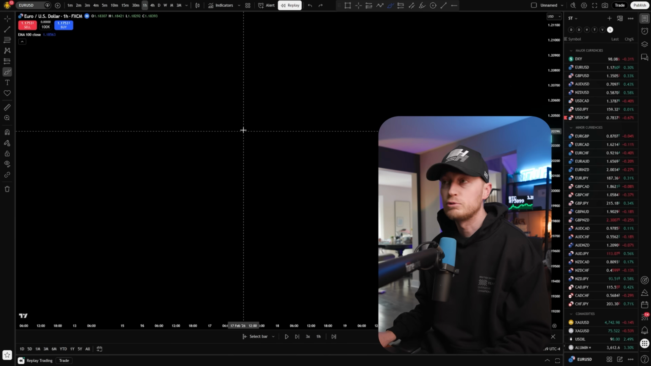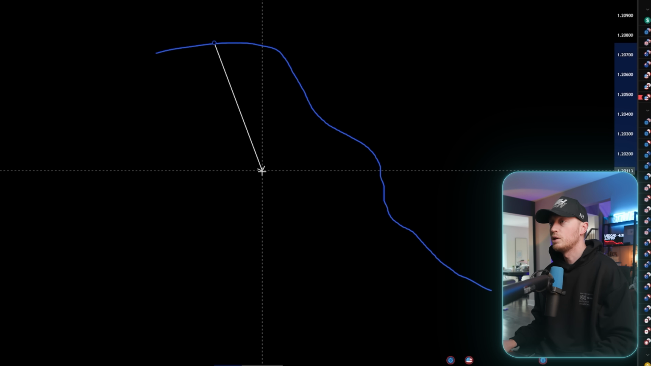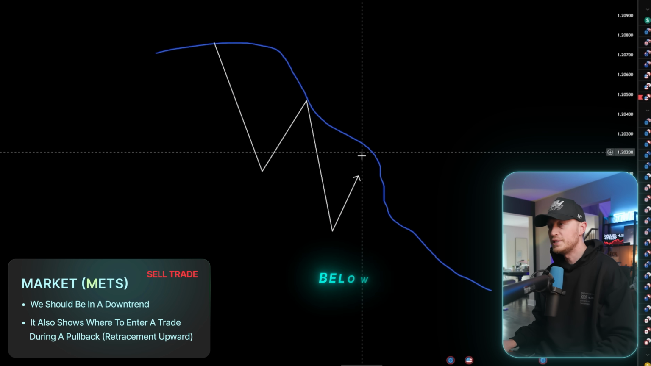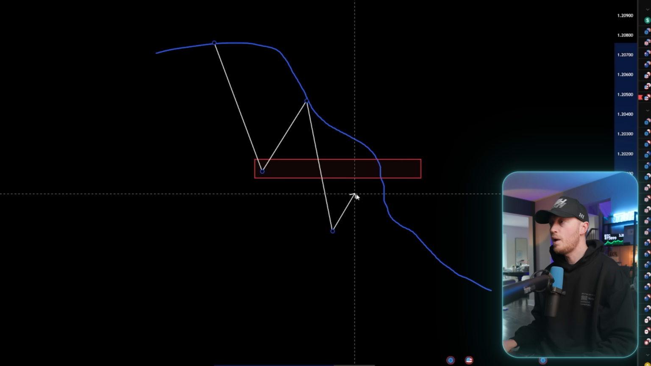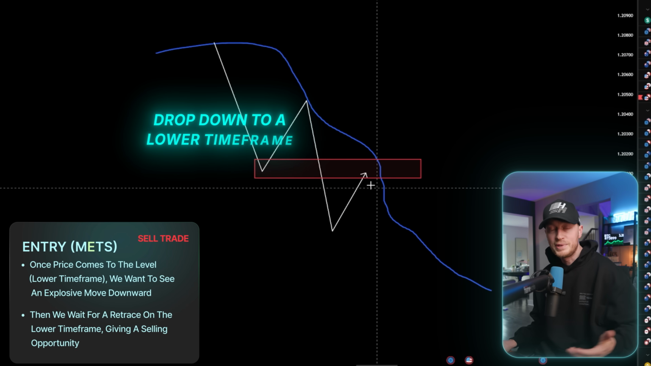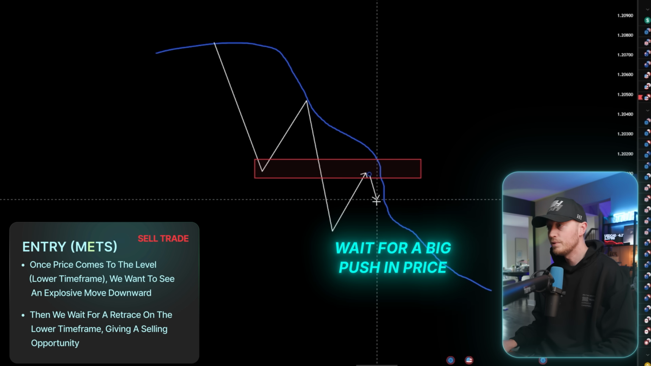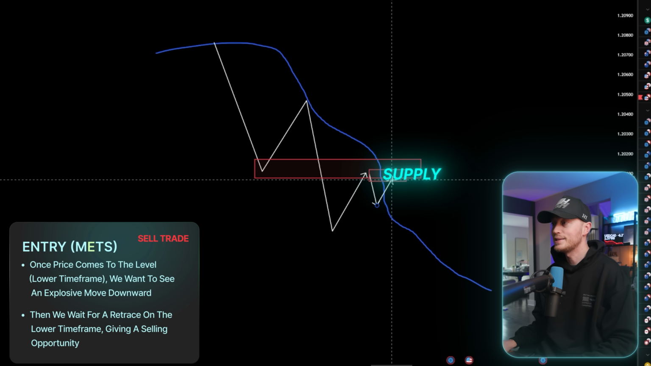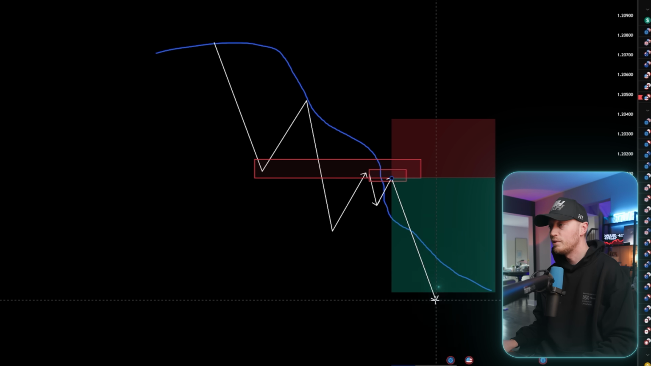Now, the selling version of the strategy is doing it just all upside down. Say we have our 100 period EMA right here. We want to see price making lower lows, lower highs, lower lows, lower highs below this EMA. And instead of looking for a previous resistance, we're now looking for a previous level of support. We wait for the pullback to that level, then we drop down to a lower time frame. We wait for a big push in price on that lower time frame, creating a level of supply like this. Wait for the price to come back into that supply, into that resistance. That's where we take our short trade, and in our best case scenario, we win the trade.